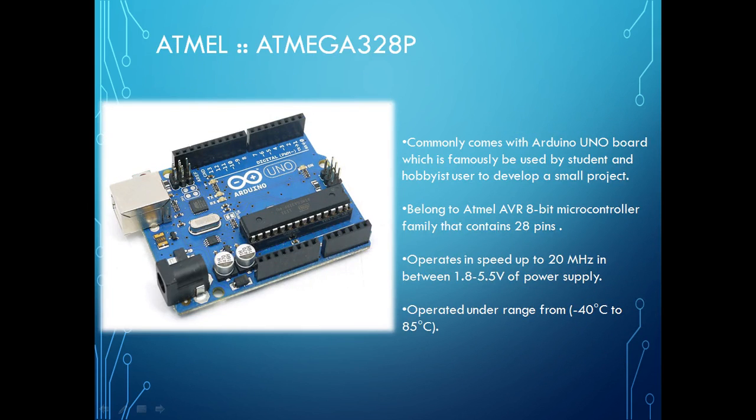This ATmega328P commonly comes with Arduino Uno boards, which are used by students and hobbyist users to develop small projects. This microcontroller belongs to the Atmel AVR 8-bit microcontroller family, which contains 28 pins and operates at speeds up to 20 MHz between 1.8 to 5.5 volts of power supply, and the temperature range is from -40 degrees to 85 degrees Celsius.